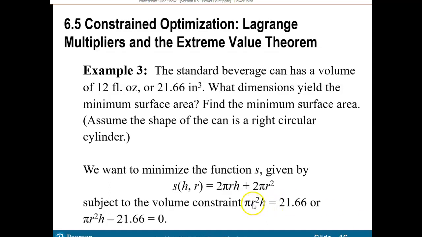Subject to the constraint that the volume has to equal, right? This is our constraint. It has to be true about our can that it has to have a volume of 21.66 cubic inches. So setting your constraint to 0 gives you volume, pi r squared h, minus 21.66 equals 0. So this is the formula for volume of the can, right? Volume has to equal that number.